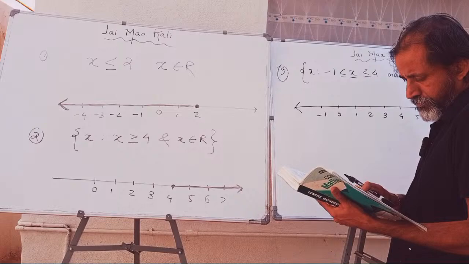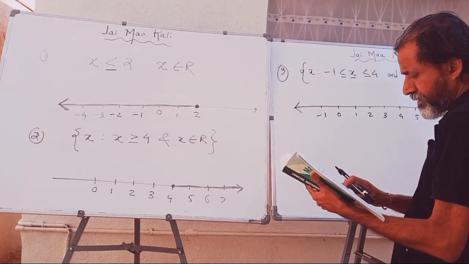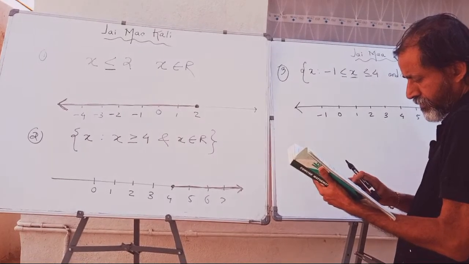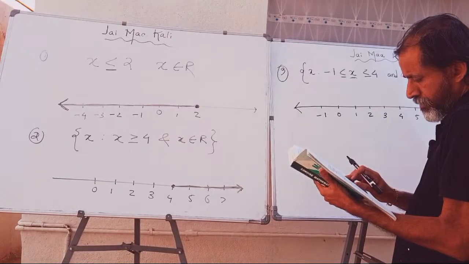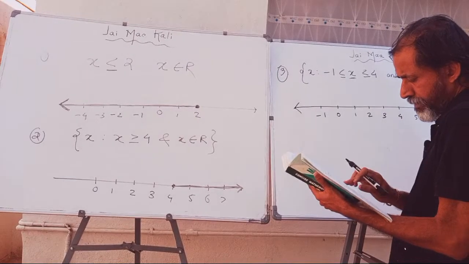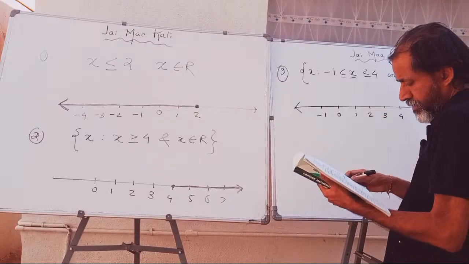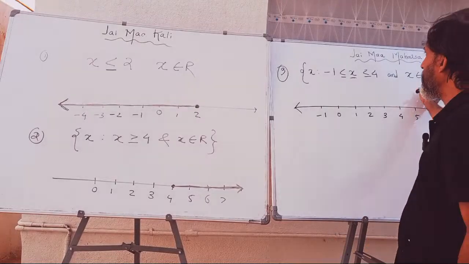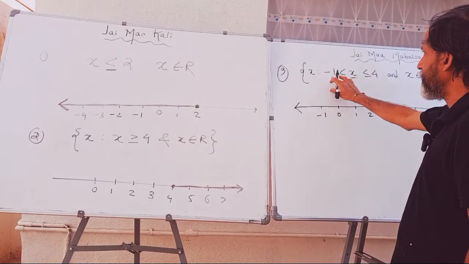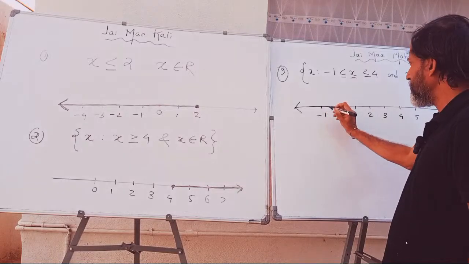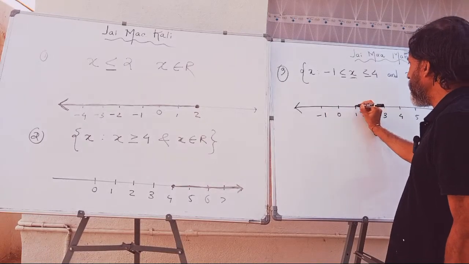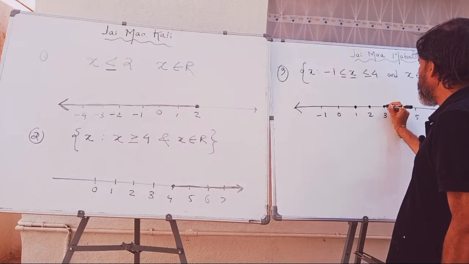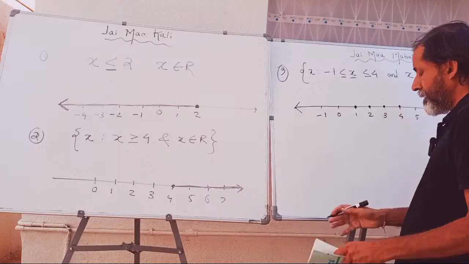Have I done it correctly? Yes, I have written it correctly. In this case, is it 1 or -1? Okay, x is a natural number and it is greater than or equal to -1, but -1 will not figure because natural numbers start from 1. So 1 is considered, 2 is considered, 3 is considered, and 4 is considered, on the number line.